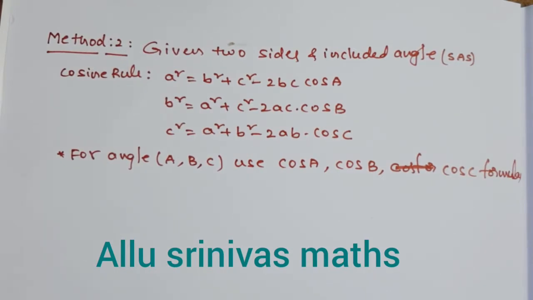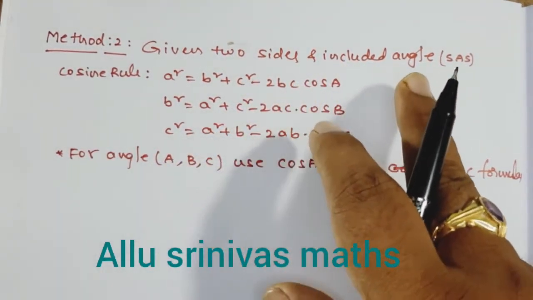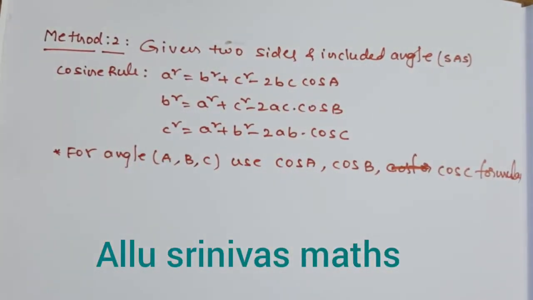Now we discuss another method in solution of triangles. In this method, they have given two sides and the included angle. Here they have given three elements of a triangle. We have to find the remaining three elements of the triangle. This process is called the solution of the triangle. In this method, given two sides and included angle.